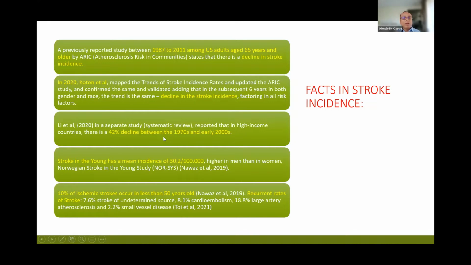And of course, recently, there was another study, a systematic review, that in high-income countries, we should consider Singapore, Hong Kong, US, Japan, there is a 42% decline between the 1970s and early 2000s. So maybe because of the better intervention that they're doing for these patients.